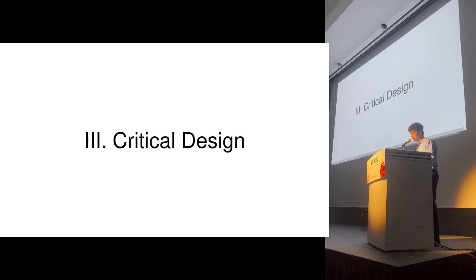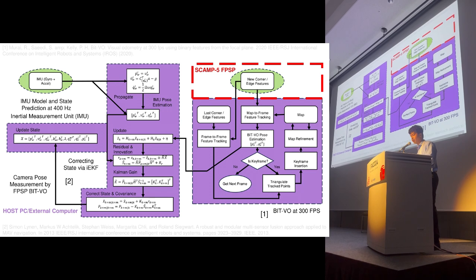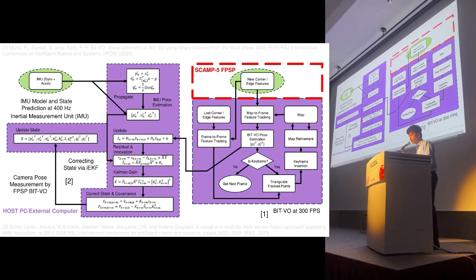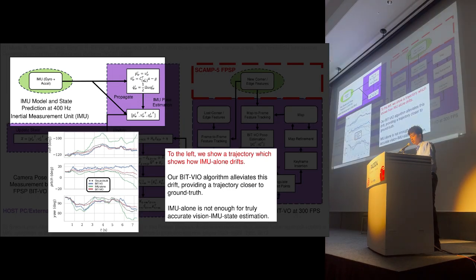So this is the critical design of our work. You can see here, to the left, we use an iterated extended Kalman filter, and to the right, we use BIT-VIO, which uses that FPSP technology, and we alleviate the processing, highlighted in red, where we do corner and edge features on the vision chip. So we alleviate processing, we have low latency, and this is comparable even to next generation vision sensors.